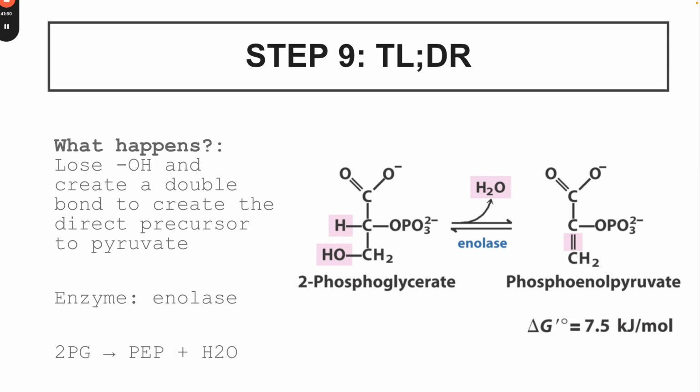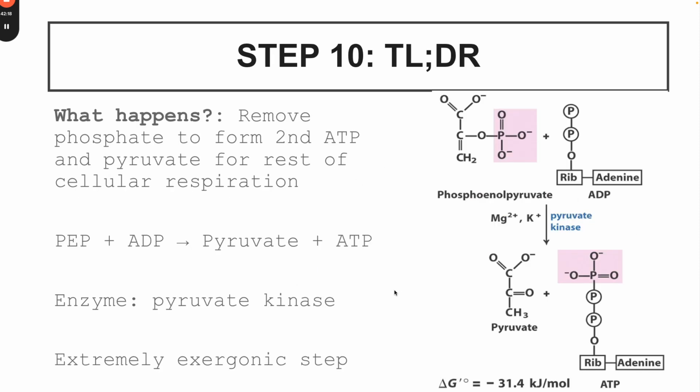Step 9, you lose an alcohol and you create a double bond to create the direct precursor to pyruvate. So as we can see, enolase, if you think of an alkene, we're making a double bond. That's just a way to memorize the enzyme name. We're taking out a water, so it's a dehydration reaction, and we're making a double bond. So we're taking 2-phosphoglycerate, making phosphoenolpyruvate. And this is what leads to step 10.